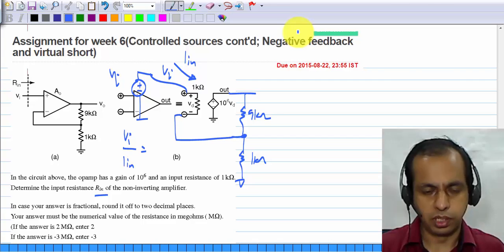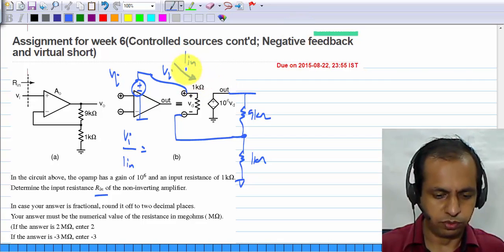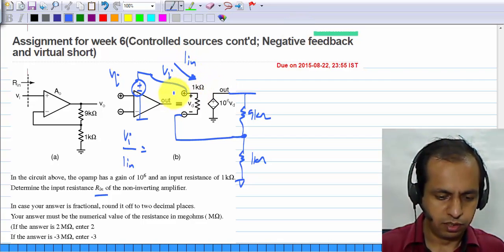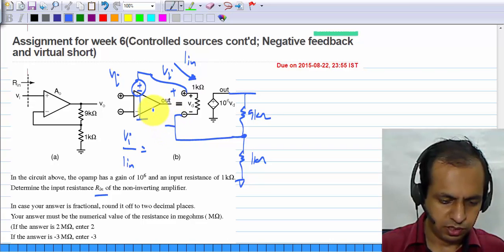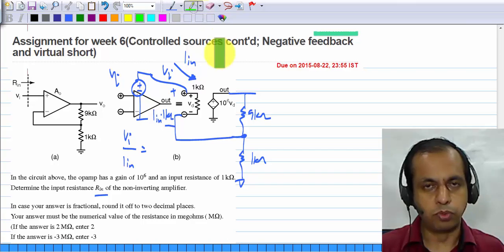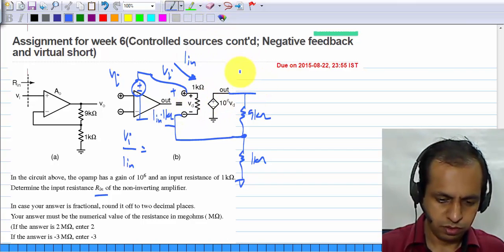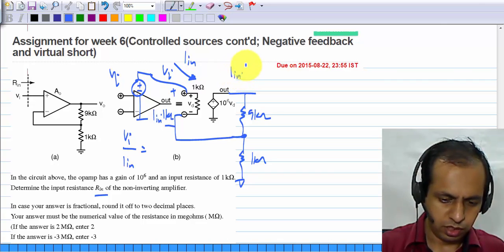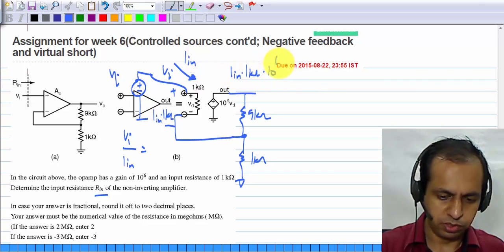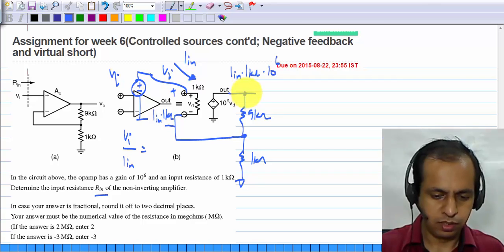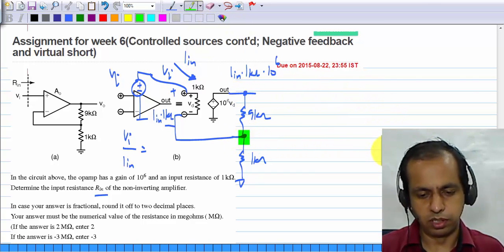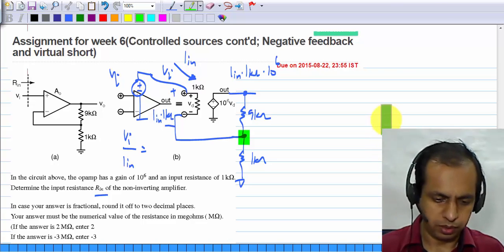You can choose any variables you want, but if you say this is In, then this voltage is In times 1 kilo ohm, and the output voltage, which is 1 million times Vd, is In times 1 kilo ohm times 10 to the 6. Okay. Then you have to write Kirchhoff's current law at this node.